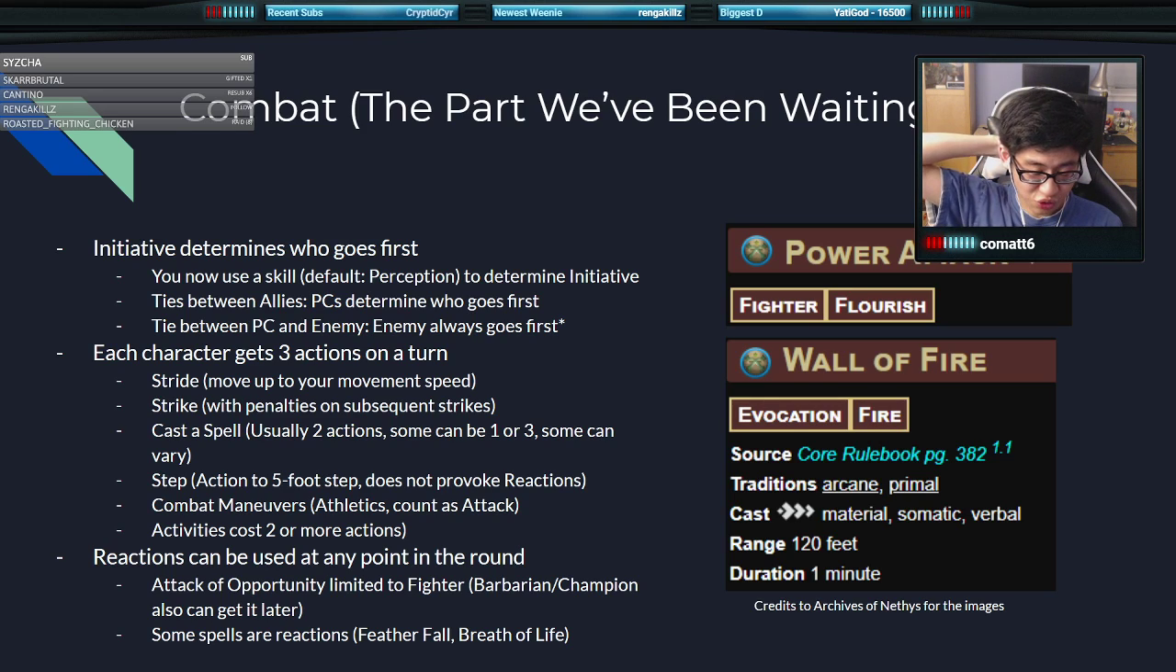Attack of opportunity is really nice in that your multiple attack penalty does not apply to it, as well as you don't suffer your current multiple attack penalty when you make that. So even if you're using it somehow on your turn, attack of opportunity would be used at your highest attack bonus. Some spells are also reactions, most notably Featherfall and Breath of Life. They can be used as a reaction whenever the trigger is met.